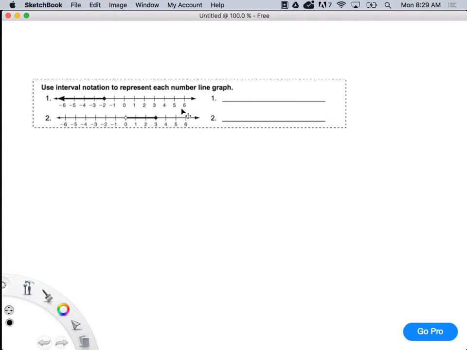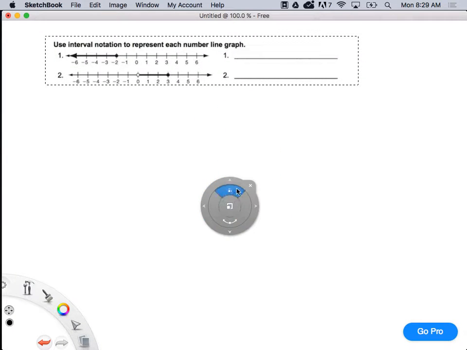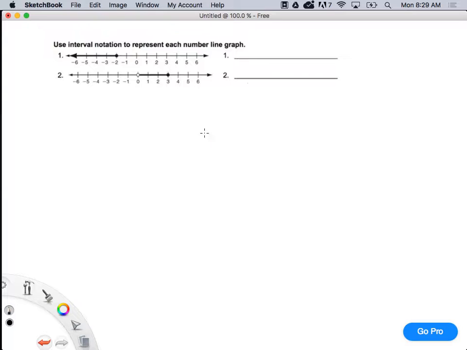First thing says, use interval notation to represent each number line graph. Interval notation is the one with the parentheses and brackets. I have no beginning, so that's negative infinity. And then my endpoint is 2. Class, is that exclusive or inclusive? Inclusive, very good. Here my starting point is 0, so it starts at 0, exclusive, 3, inclusive.